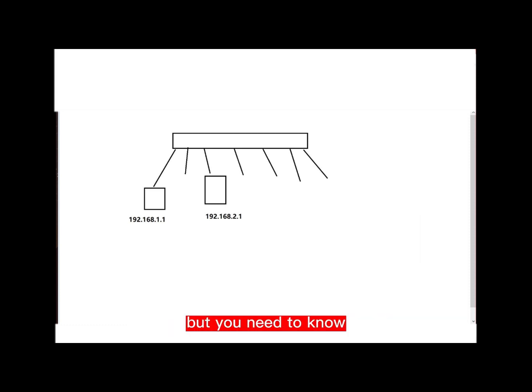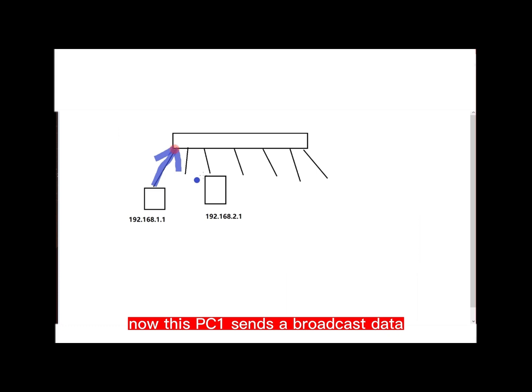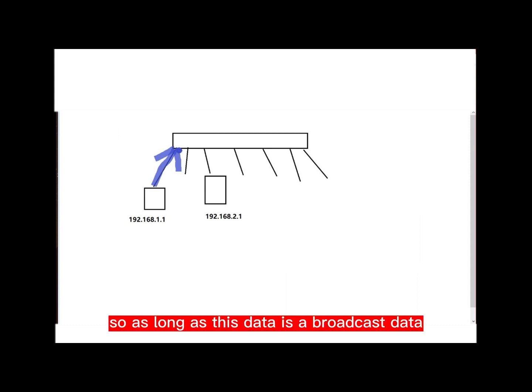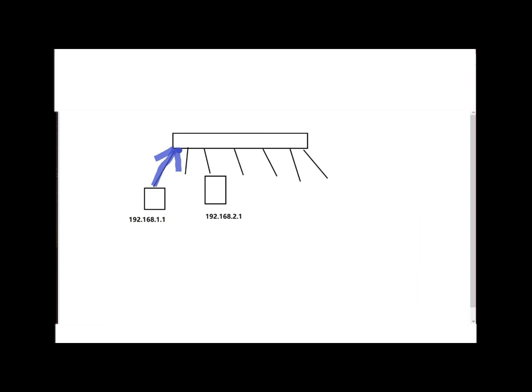But you need to know: unicast fails but broadcast works. Now this PC1 sends a broadcast data. After the switch receives the broadcast data, its processing behavior is flooding. So as long as this data is a broadcast data, this data can reach the device.